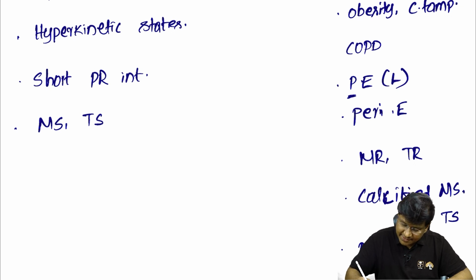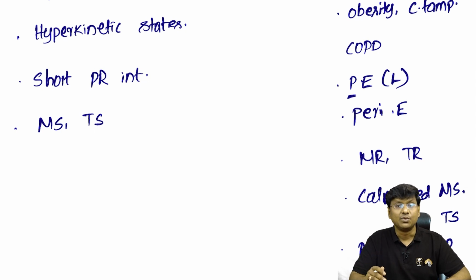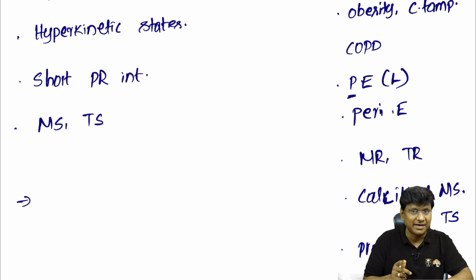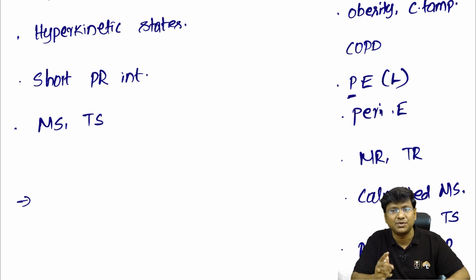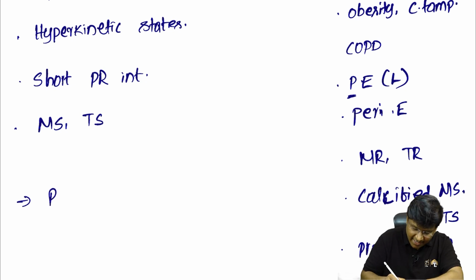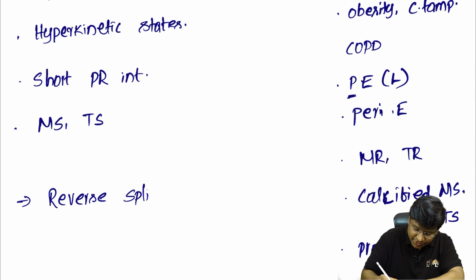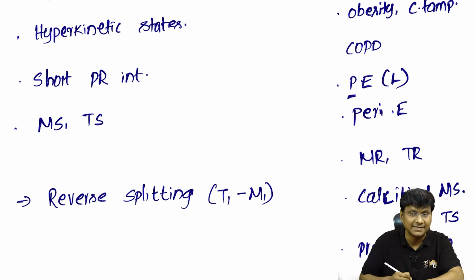So these are the conditions where you will have the soft S1, right? Now, after having discussed the abnormalities, one more important abnormality is the clinical scenario where you have the reversal of the first heart sound. Normally you have M1 and T1. But where do you have the reverse splitting? What is that condition where you will have the reverse splitting of the first heart sound? In the sense where you will have T1 followed by M1.